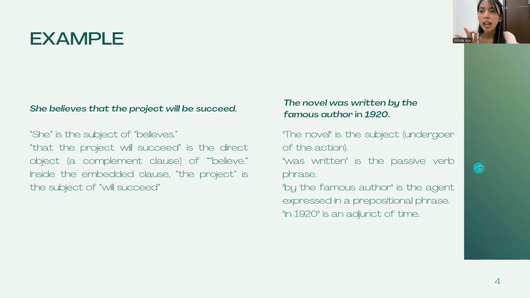The novel was written by the famous author in 1912. The novel is the subject undergoing the action. Was written is the passive verb phrase. By the famous author is the agent expressed in a prepositional phrase. In 1912 is an adjunct of time.